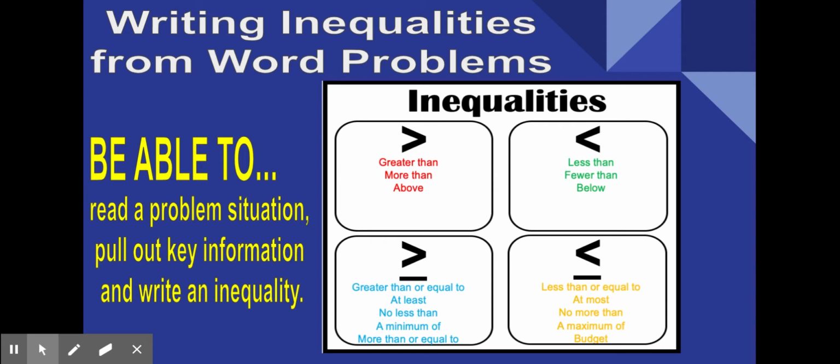When we are reading word problems to write an inequality, it is exactly the same as when we write equations. The only difference is that instead of using an equal sign, we use one of our four inequalities: greater than, less than, greater than or equal to, and less than or equal to. In order for us to know which inequality symbol to use, we need to look for some keywords. And those keywords are listed right here in this table.